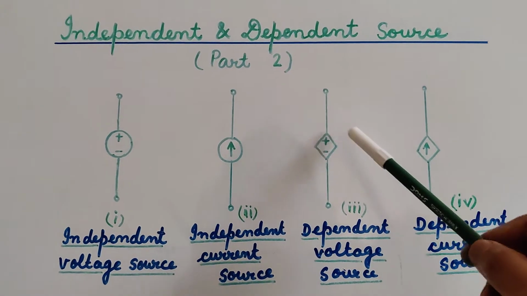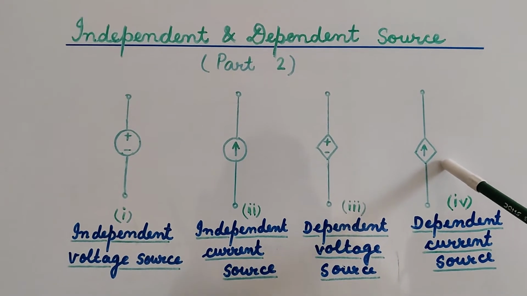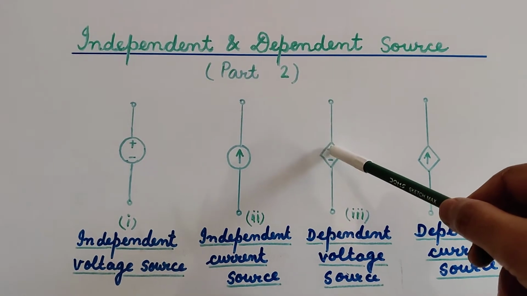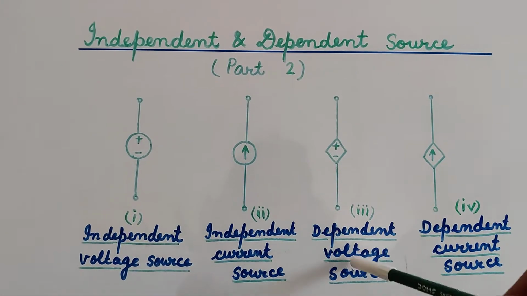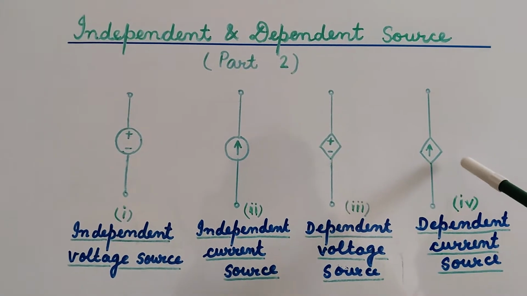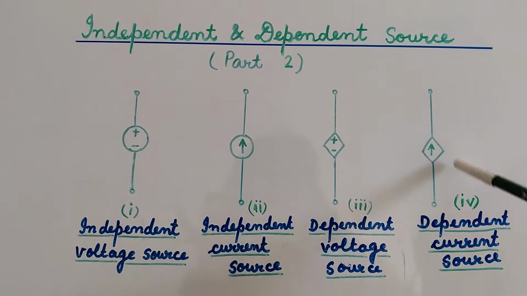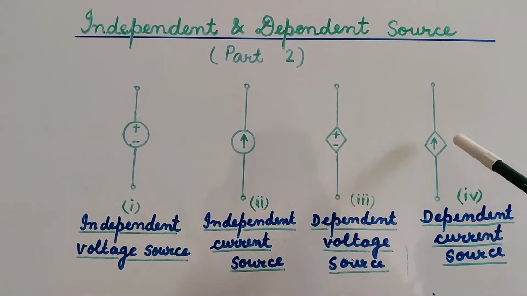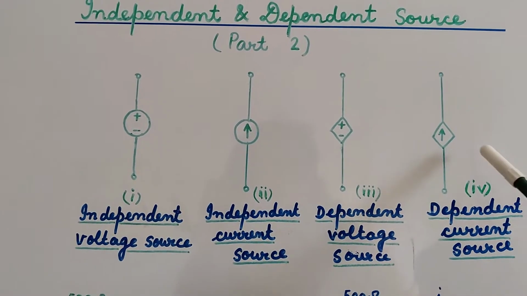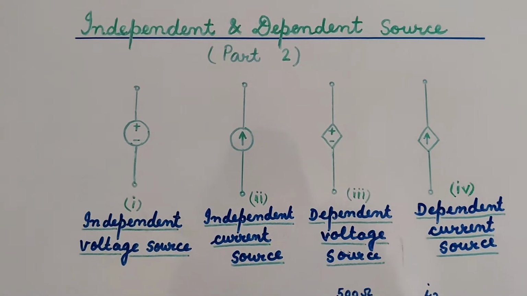Now, this diamond symbol represents a dependent source. This is also a dependent source. Since there is a plus minus polarity inside this diamond symbol, this represents a dependent voltage source. So this is the symbol of a dependent voltage source. Similarly, there is an arrow inside this diamond symbol, so this is a current source, and it is a dependent current source. So this is the symbol of a dependent current source.